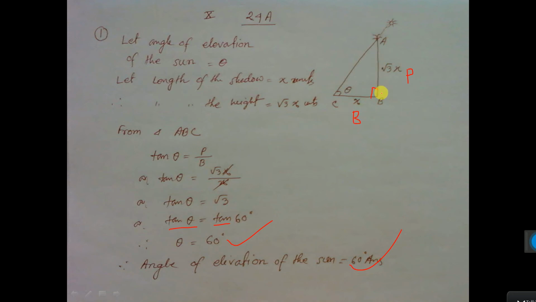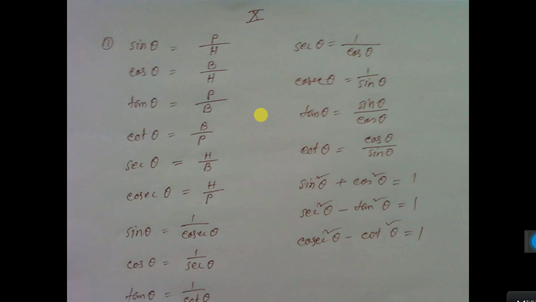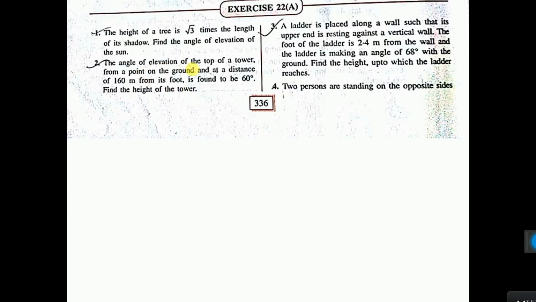Now this diagram, actually we have to learn how to draw a diagram. See this sum. Let me read the sum at first. The angle of elevation of the top of a tower from a point on the ground at a distance 160 meter from its foot is found to be 60 degree. Find the height of the tower. So angle is 60 degree. From the foot it is 160 meter.